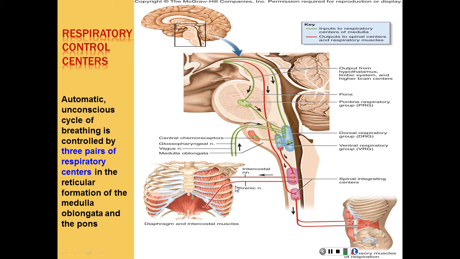Now the expiratory neuron activity begins to wane after 2 seconds. When we talk about wane, it starts to decrease. Now the respiratory rhythm produced is about 12 beats per minute.